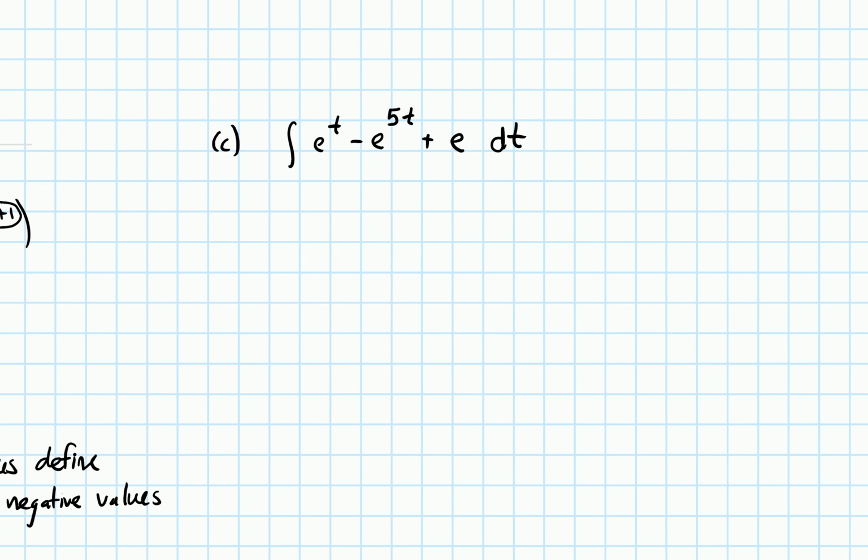Alrighty. Let's do one more example. Let's do the integral of e to the t minus e to the 5t plus e. Alright, so this one let's just do together. So I think we can take the antiderivative of these already. We don't need to simplify at all. The antiderivative of e to the t, that one's easy. That's just e to the t. The antiderivative of e to the 5t is going to be 1/5 e to the 5t. That was one of our antiderivative rules.